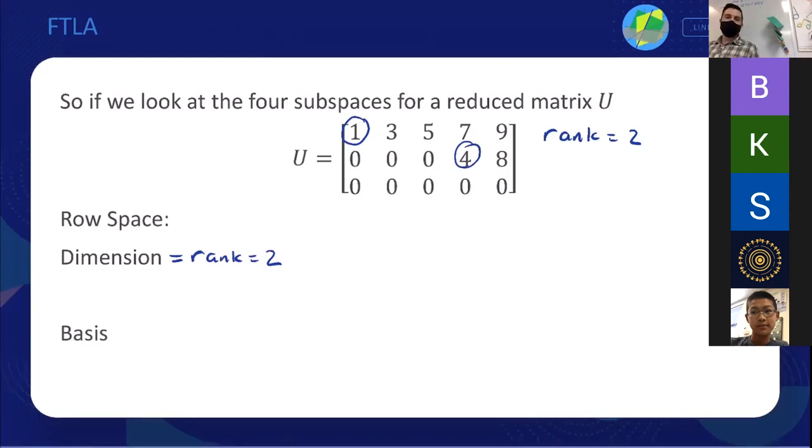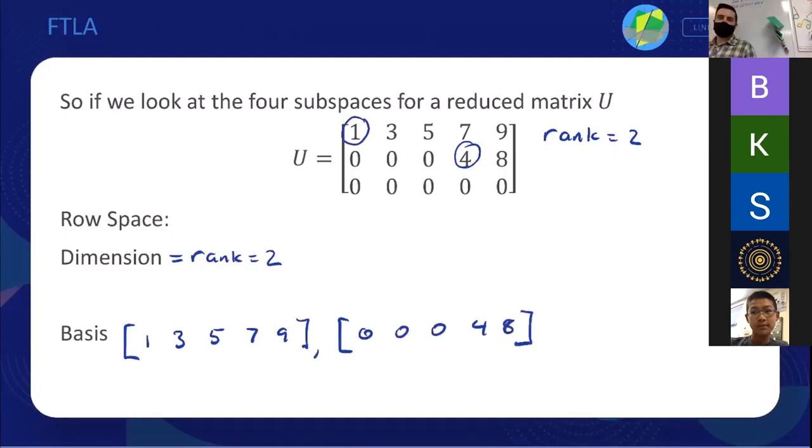So I would take 2 independent rows that I see. It should be really obvious in its U form, because the independent ones are the ones that are not all zeros. So my first 2 rows would be a basis for the row space.